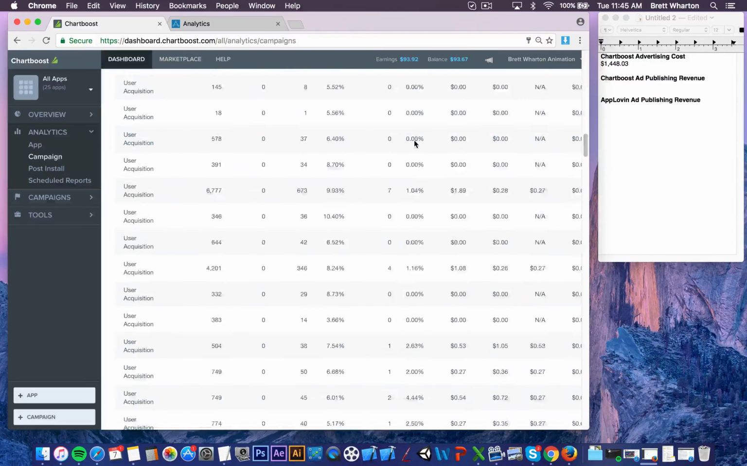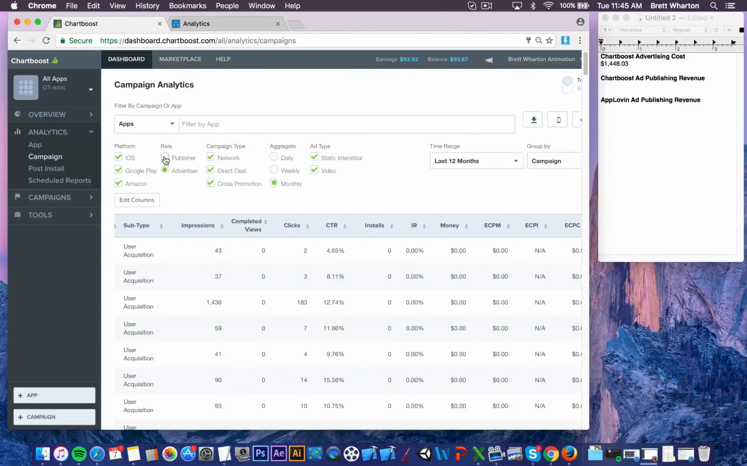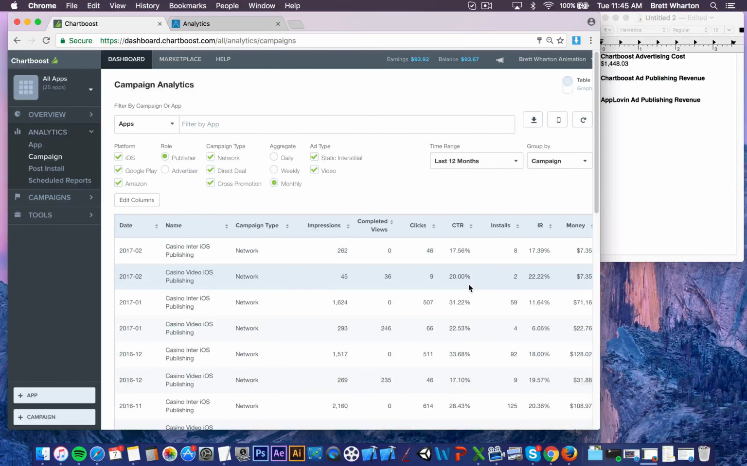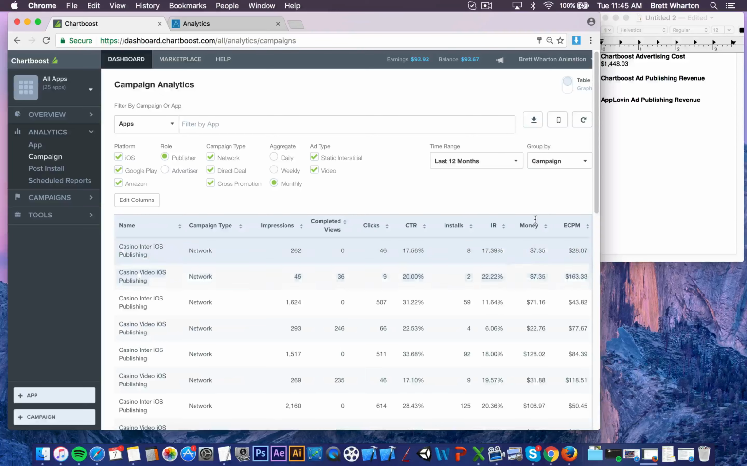Next, let's go back up to the top and go to Publisher. Now, Publisher will show me the revenue that I've earned for my slot games on a monthly basis over the last 12 months. If you can hear some background noise, I'm at Starbucks. So this is the money column.